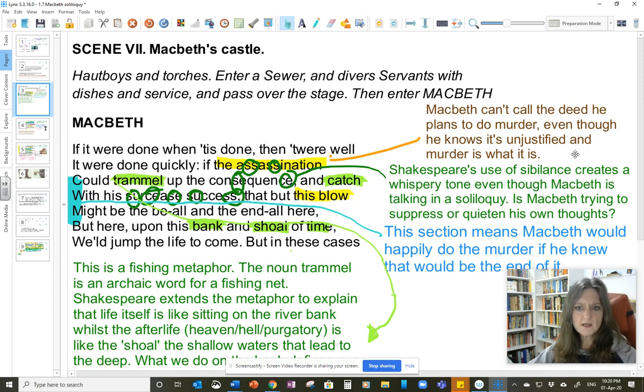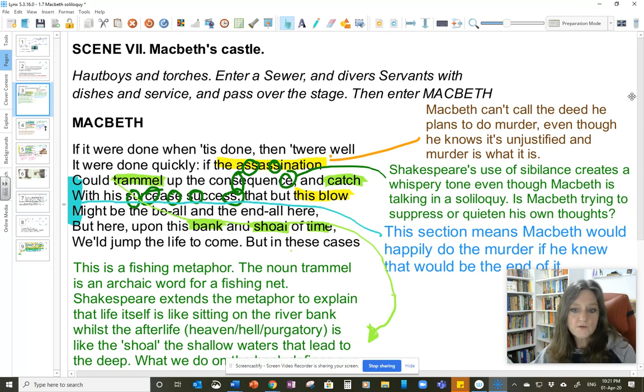And if we have a look here, I don't think it's any coincidence that Shakespeare has used all this sibilance. So if you remember, sibilance is the repetition of the S or the sh sound, and you can hear it all the way through here. Assassination, consequence, success. And to me, it's like Shakespeare is creating a really whispery tone. Even though Macbeth is talking in soliloquy, so he knows that the other characters on the stage can't hear him, this is just between him and the audience, it's almost as if he's trying to whisper his own thoughts in his own head. He's trying to suppress those thoughts, he's trying to quieten them down.